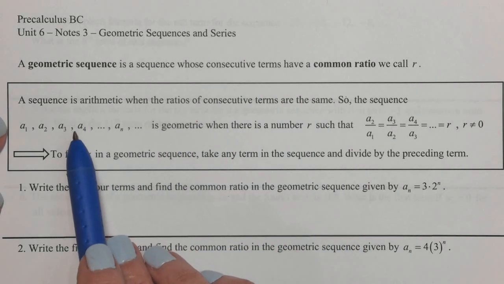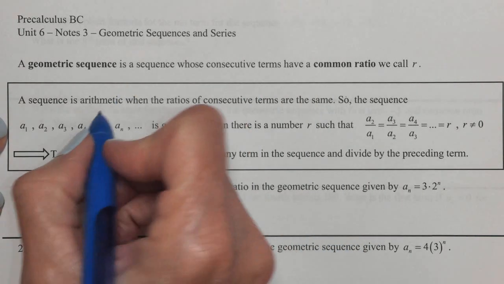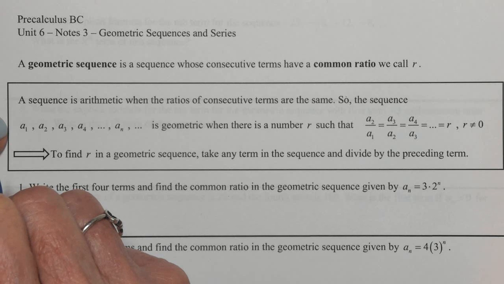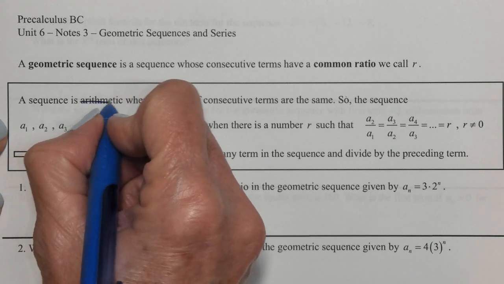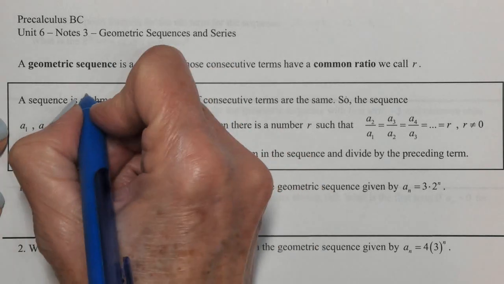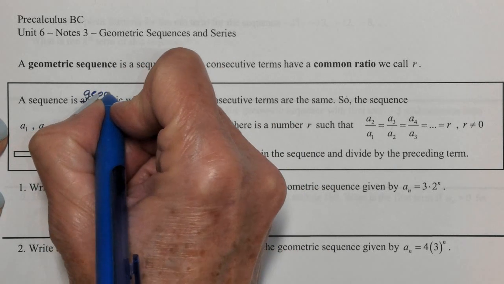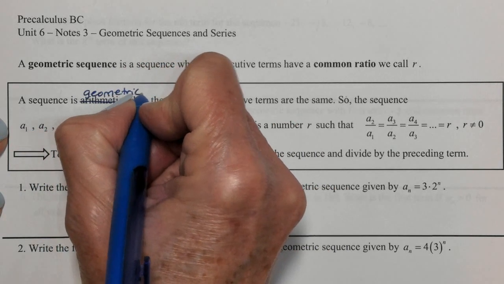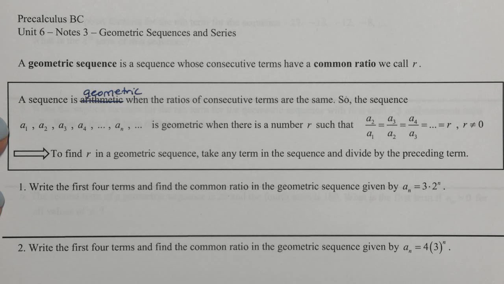A sequence is geometric... I need to correct that on your paper. A sequence is geometric when the ratios of consecutive terms are the same.